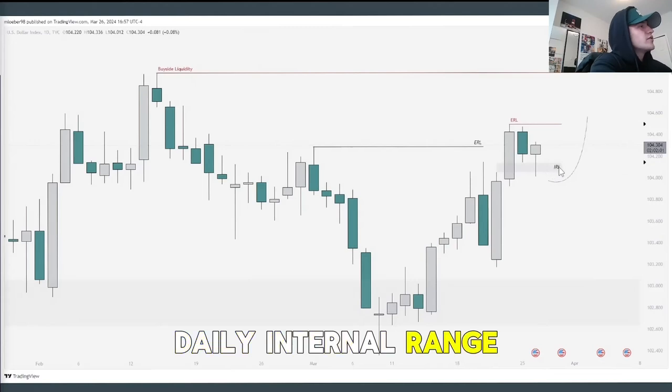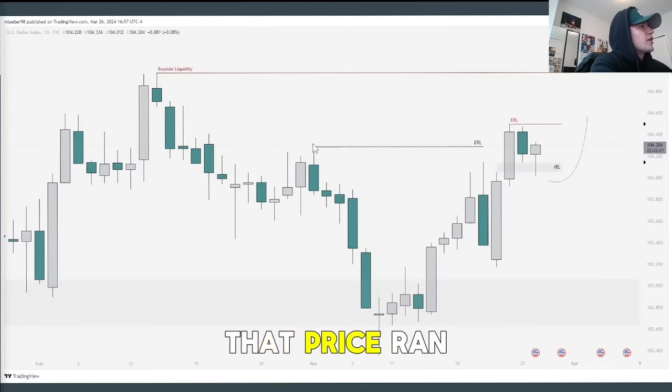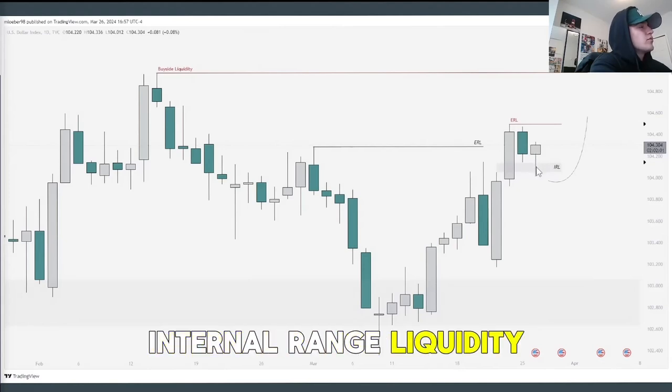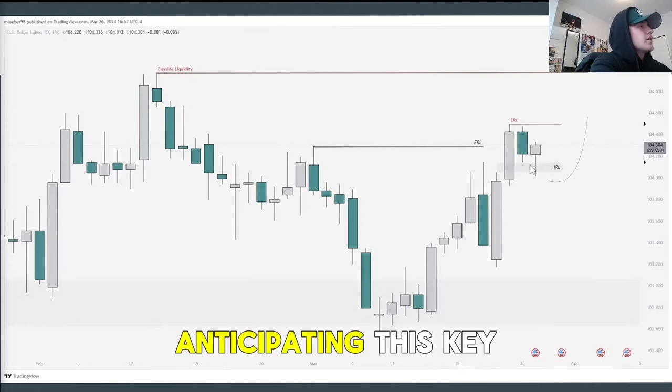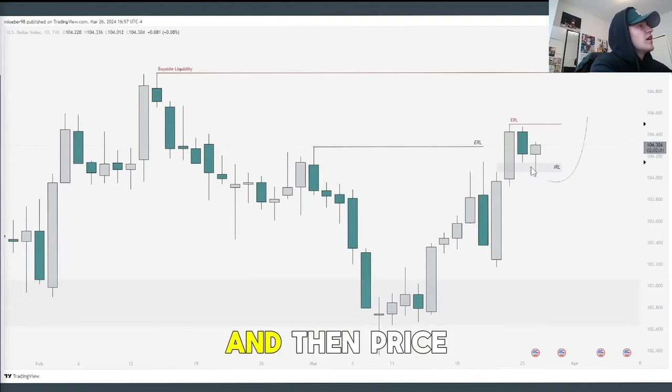daily internal range liquidity pool, because you see that price ran these external range highs. After we run the external range highs, this is Monday's daily candle, and we had Tuesday, which provided us high impact news at 10 a.m. that dug us down into the internal range liquidity pool. So now I'm anticipating this key level to hold and then price to deliver to higher prices.